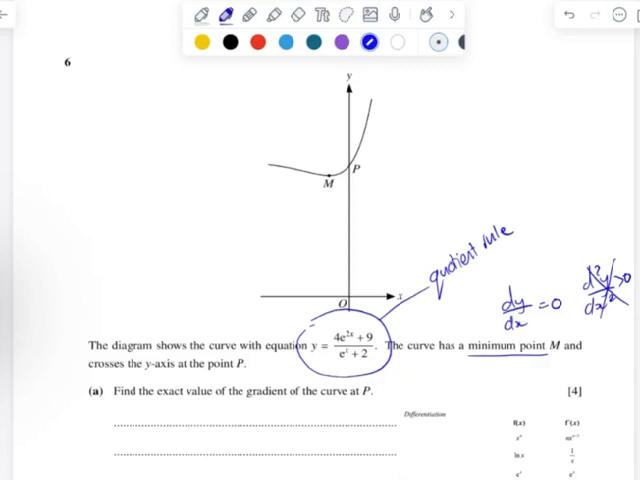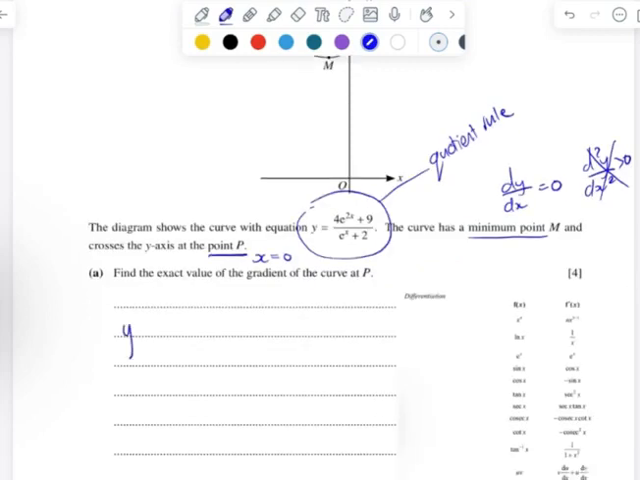Okay. It crosses the y-axis at P. Find the exact value of the gradient at P. Okay, where is point P? That is where x is equal to 0. All right, so find the gradient at point P so we can derive and we make x equal to 0. That's going to give us the gradient at point P.